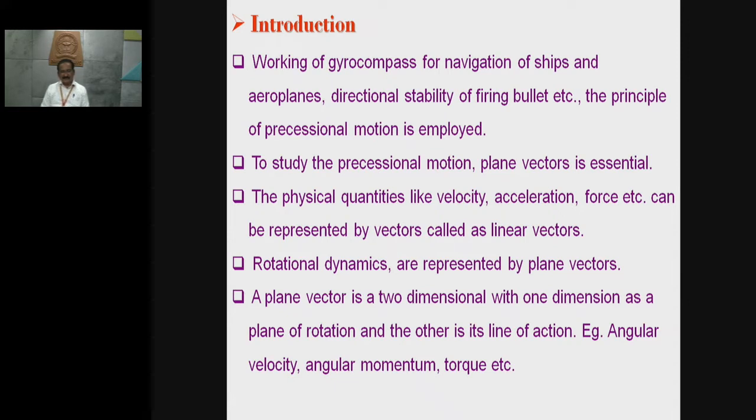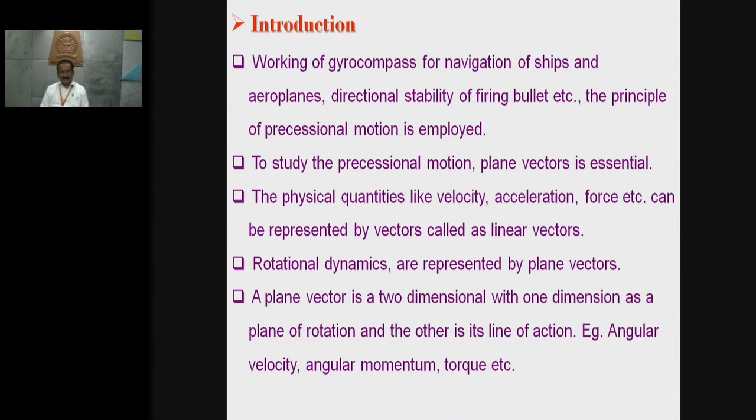Physical quantities like velocity, acceleration, force, etc. can be represented by vectors called linear vectors. When we study rotational dynamics, it is represented by plane vectors. A plane vector is two-dimensional, with one dimension as the plane of rotation and the other the line of action. Examples are angular velocity, angular momentum, and torque.